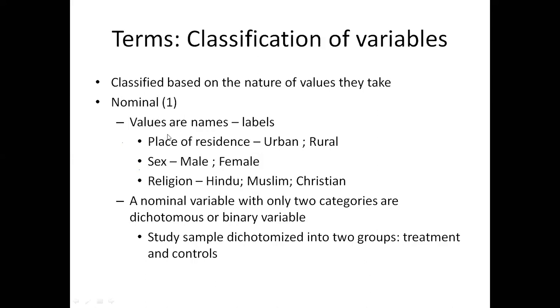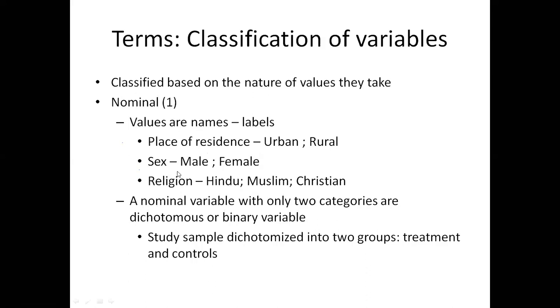Here the values are just names; they're just labels. For example, if you are collecting data on residence, the value of that variable could be urban or rural. As you see, they are just labels, and those are classified as nominal variables.